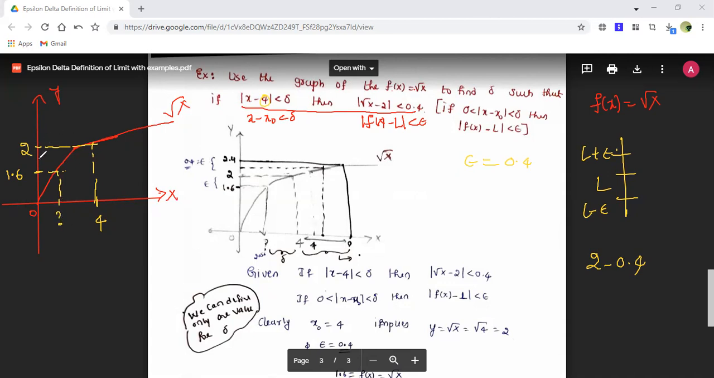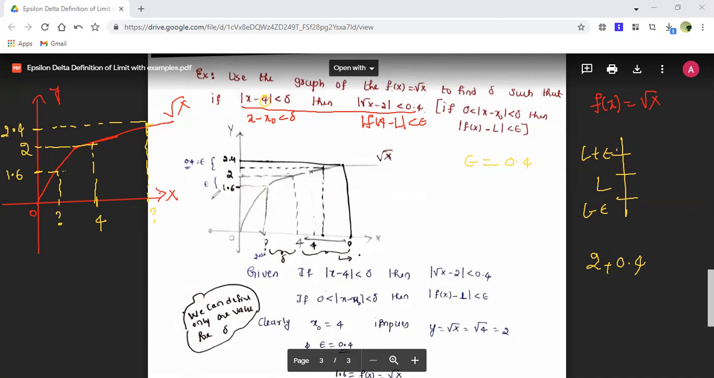And similarly, L plus epsilon, 2 plus 0.4 is 2.4. So 2.4 means somewhere here I'll take. This is 2.4. And if I draw this, okay, that is here somewhere. So this is our another point, which we have to find out. So this is the basic graph they have given. Whatever additional thing I have just done, I will tell you how we have done it. So this is a given graph, guys.